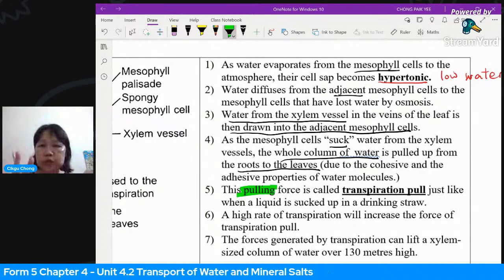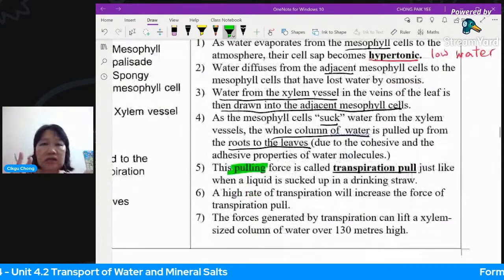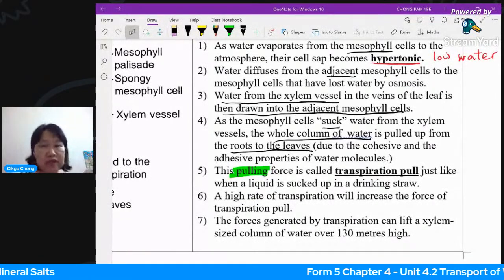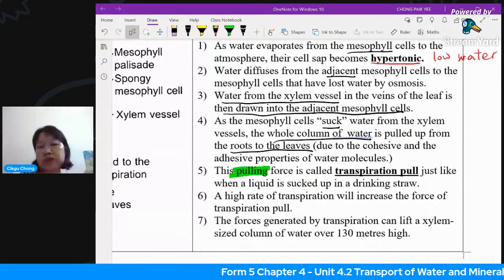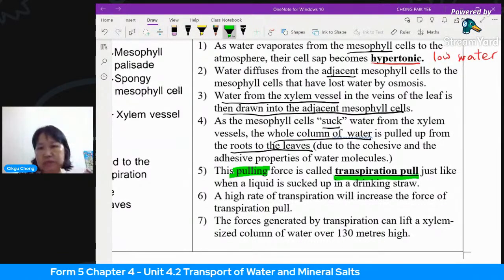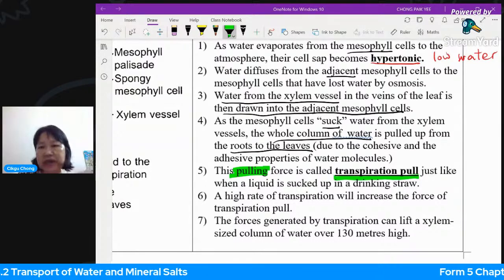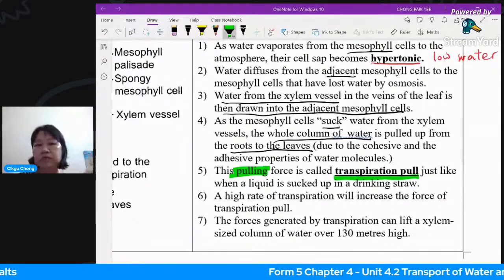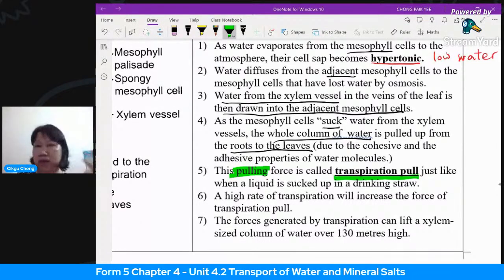So these are the two advantages, the good effects of having transpiration. Number one, it helps to transport water and minerals. Number two, it has a cooling effect. This force is called transpirational pull, and it's a pulling force. Okay, so the higher the transpiration, the higher the pulling force will be. So the water can be pulled up, and it doesn't matter how long or how tall the tree is. It can be over 130 meters tall.